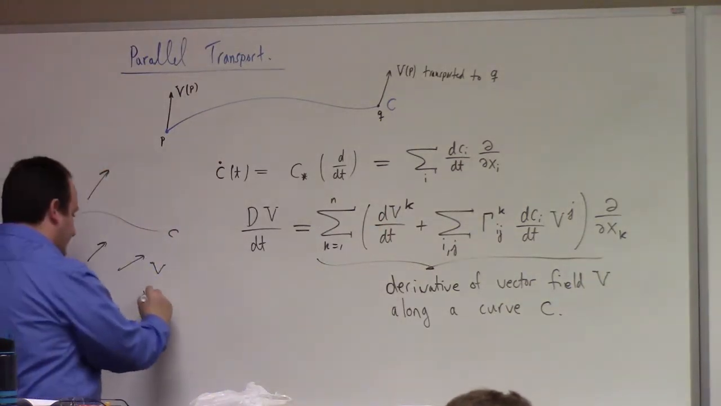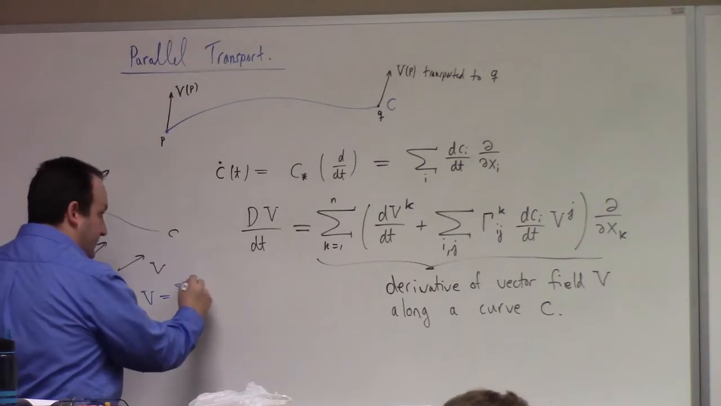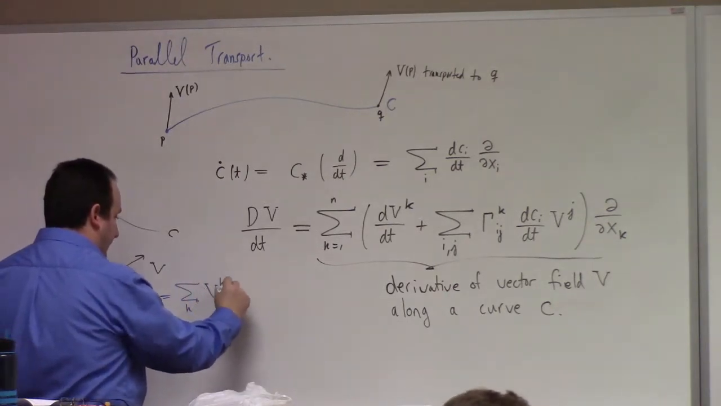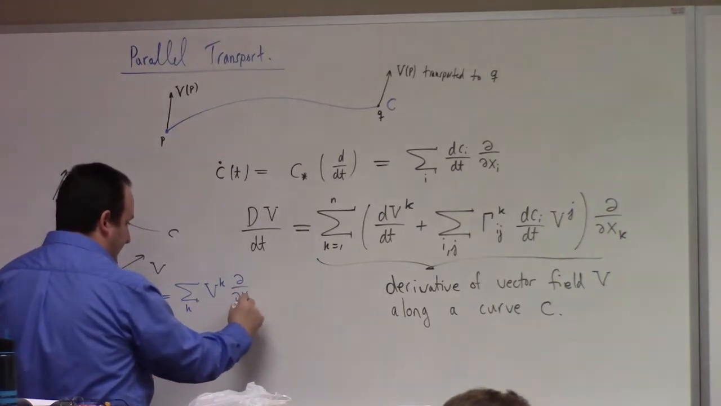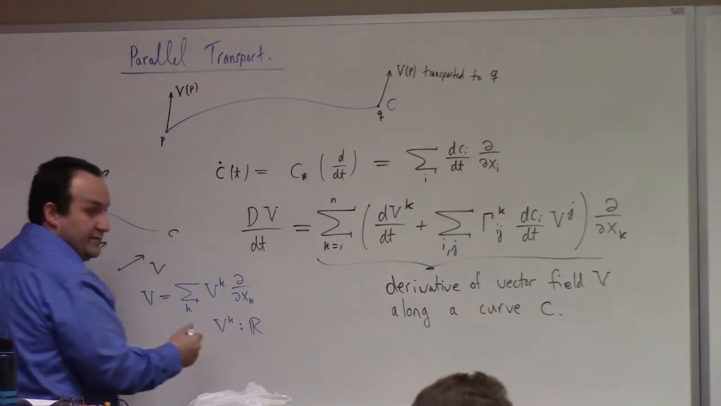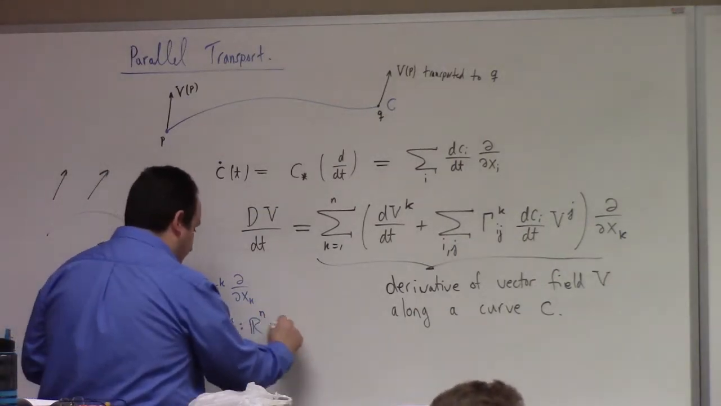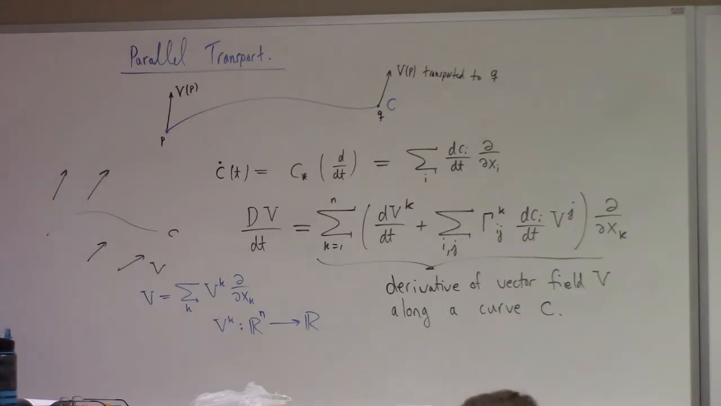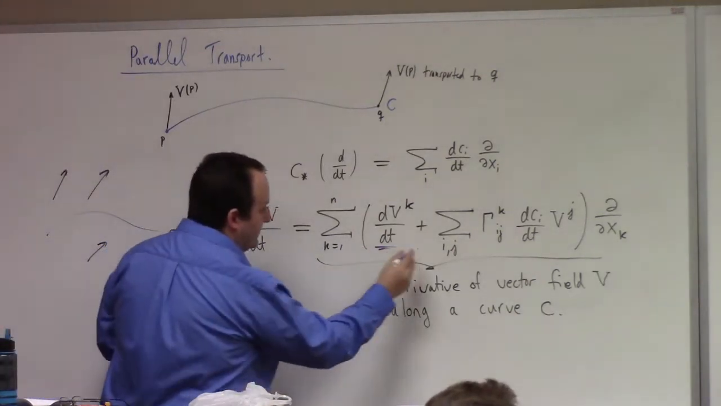I mean, V is, in principle, the sum over k of v^k partial x_k, right? And these v^k, these are functions, let's suppose we're on Rn. These are functions from Rn to R, smooth. They're smooth functions, right? They're component functions of a vector field. They're smooth functions. So what on earth does this mean?